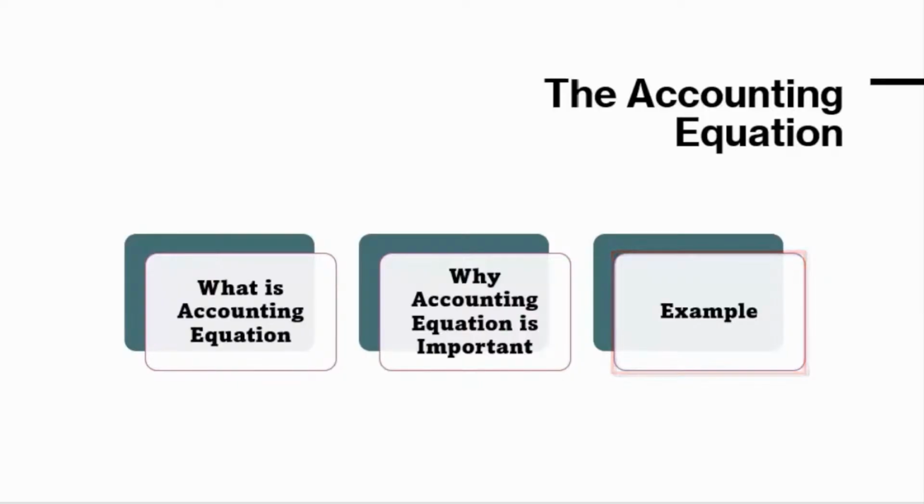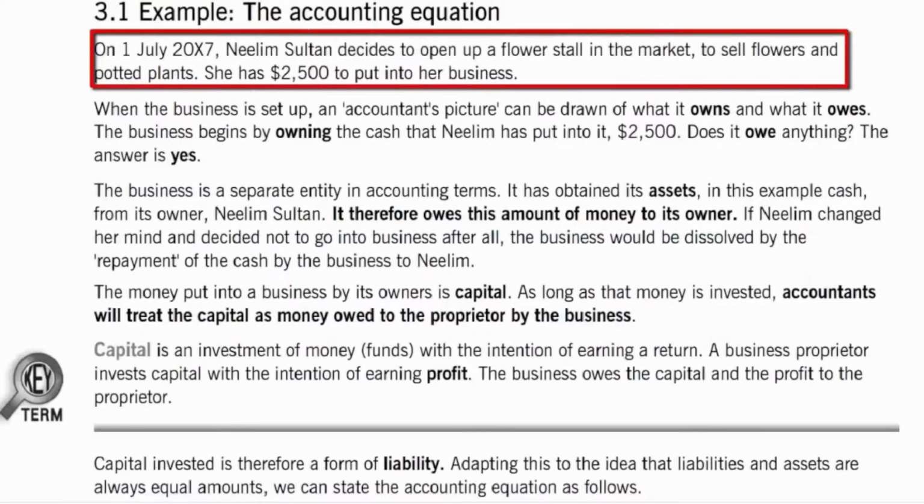Example: Neelam Sultan's flower business. On the 1st of July, Neelam Sultan decides to open a flower stall to sell flowers and potted plants. To start her business, she invests $2,500 of her own money as capital.